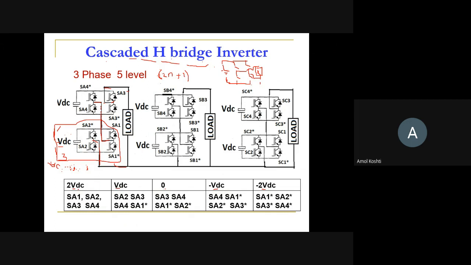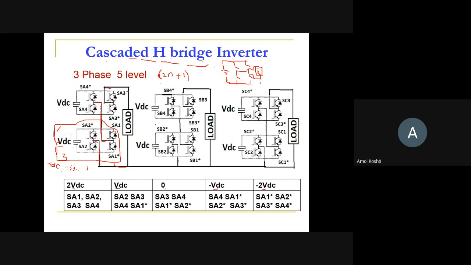So here we have 5 levels of output. The switching combination, or the table, is referred here, and you can observe the 5 levels of output. The same levels of output we get for the second phase and third phase, obviously with a phase difference of 120 degrees, and we get a balanced output at the end of this load. So that is how this cascaded H-bridge inverter works.